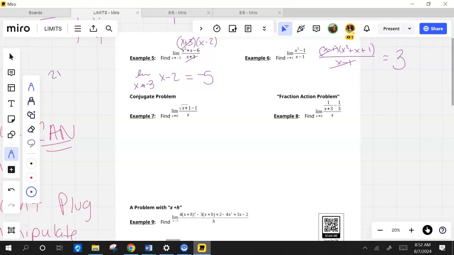If I had something like 2 plus 3i, in order to get rid of the i in the bottom, I had to rationalize the bottom. I had to multiply by 2 minus 3i to get rid of it and eliminate it. We use conjugates in here a lot. They're just a little more complicated. Actually, I'm going to do square root of x plus 1, plus 1, top and bottom.